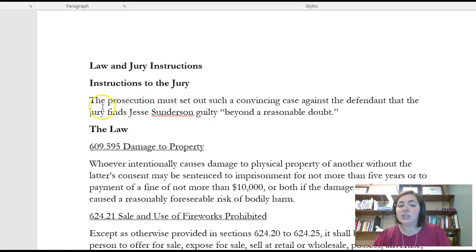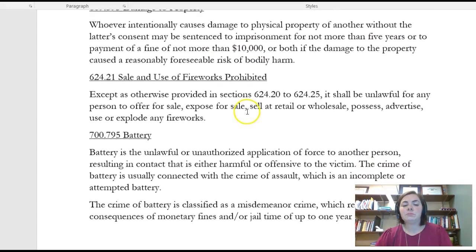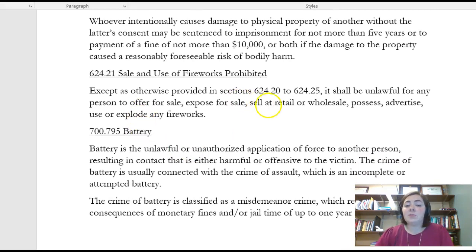Our jury instructions are that the prosecution must set out such a convincing case against the defendant that the jury will find him guilty beyond a reasonable doubt. And we have some law here, damage to property. Whoever intentionally causes damage to physical property may be sentenced to imprisonment of not more than 5 years, which means that this is a felony, and payment of not more than $10,000. The sale and use of fireworks is strictly prohibited in this state.